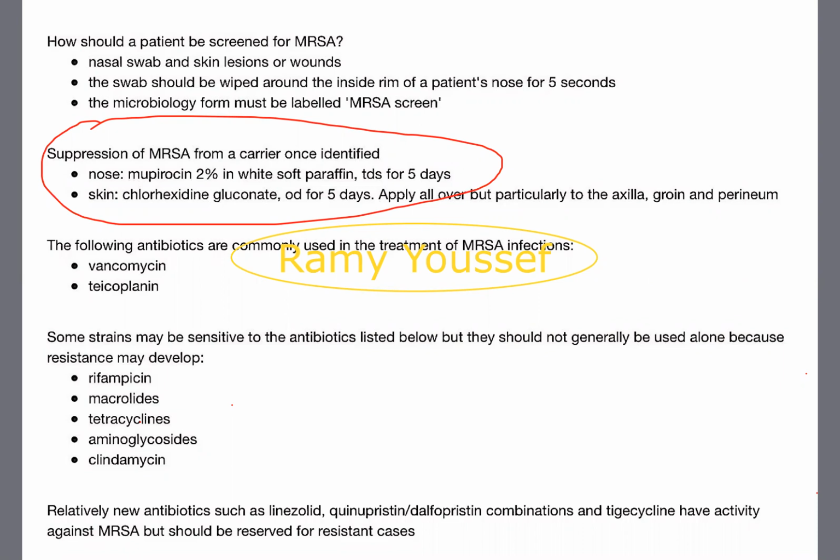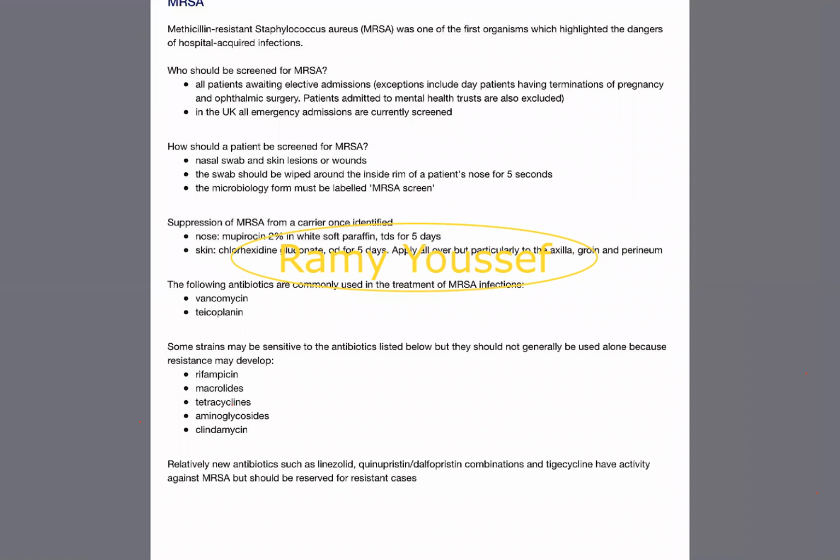Clear? This is important here, and in part B: how to decolonize a patient who is a carrier for MRSA and has no symptoms. Mupirocin, the most common brands being Mupirax or Bactroban, 2% nasal, 3 times daily for 5 days, or chlorhexidine for skin carriers, once daily for 5 days. Clear? Very important here and in part B as well.